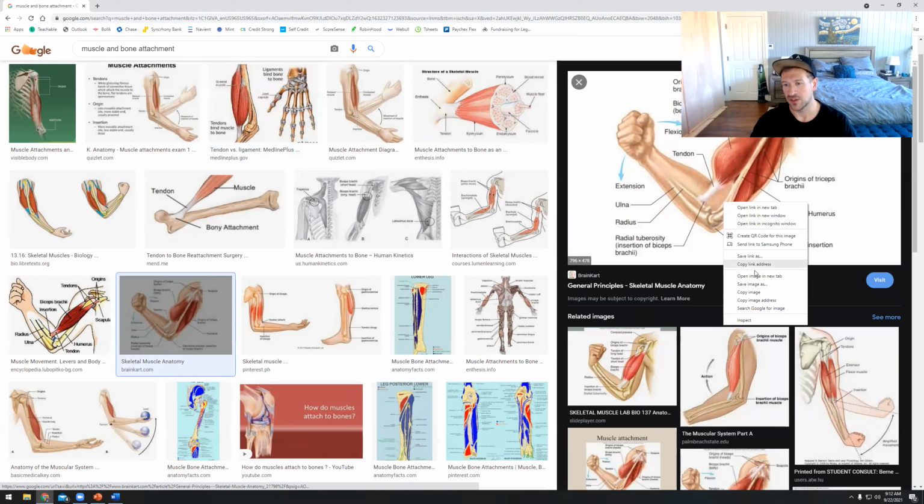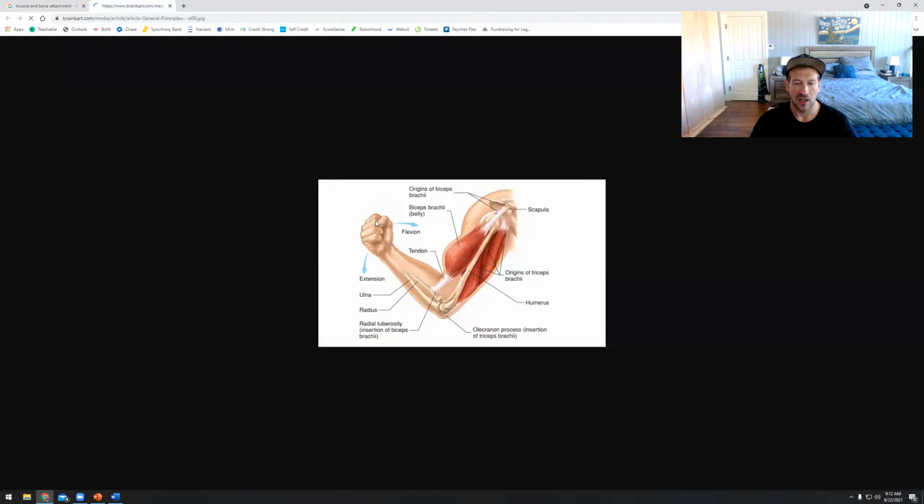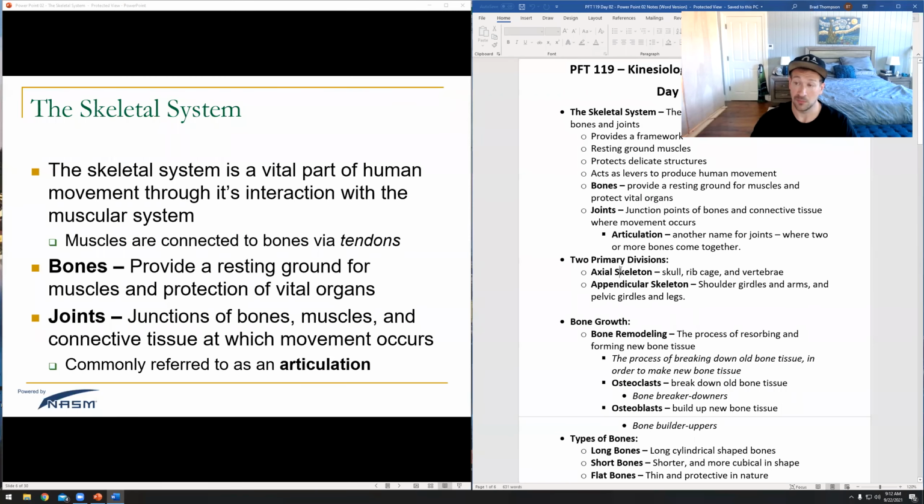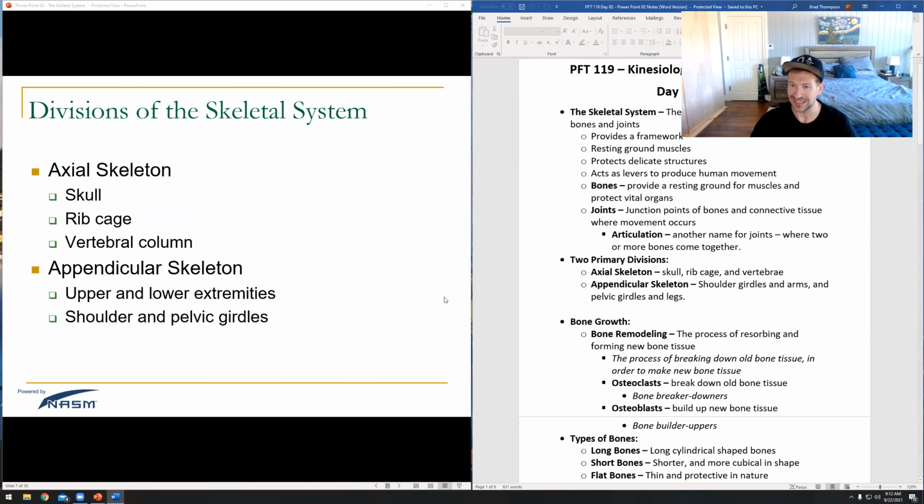So you can see every muscle in the body attaches with these little tendons on either end. We'll talk more about those tomorrow when we get into the muscular system, but like I said, the bones are the resting ground for the muscles. The joints are the places where they meet, and we sometimes call those articulations.